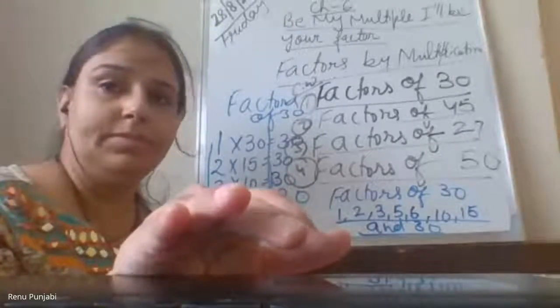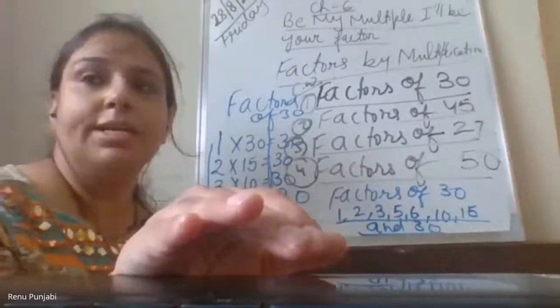Excuse me, ma'am, there is 45, then 25, because I can't see. 27. Okay, 27 and 50. 27 and 50. Yes.